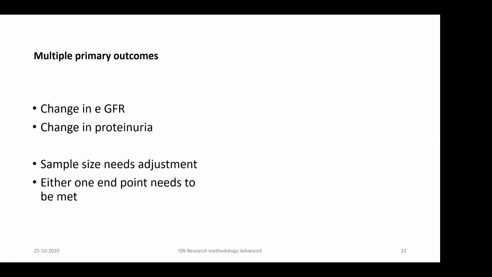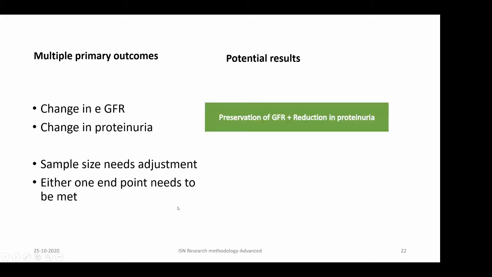Now, again, I'm going back to the previous situation. Somebody wanted to take 2 primary outcomes, change in estimated GFR and change in proteinuria. So here you need to increase the sample size because of the multiplicity comparison. But the advantage is you can license the drug, you can use it, you can call the trial a success if either of the endpoint is met. Now this would be the potential results.